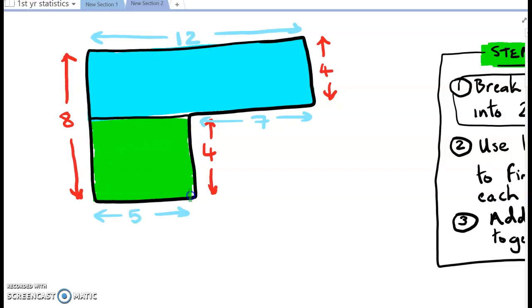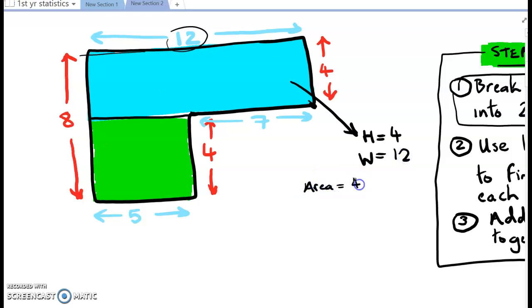Okay, so the blue rectangle, let's start with that one. What's the height of it? Well, the height is not 8. Don't get fooled by that. 8 is all of that. It's over here, isn't it? It's 4. And what's the width of it? Well, it's not 7. 7 only goes from here to here. We want the entire width. Follow the color. All of that. So we're looking at 12. So the width is 12. So what's the area of that blue rectangle? It's going to be height by width, which is 48 centimeters squared.